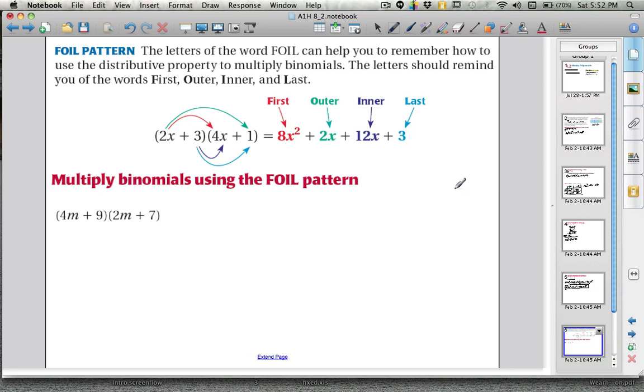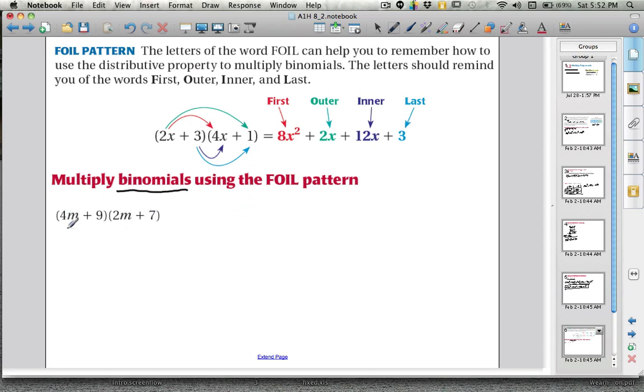Okay, you're familiar with FOIL. FOIL is the distributive property again, but it's the distributive property when you're multiplying two binomials. They would have to be binomials in order to use FOIL, because you have firsts, which are multiplying these together, and then outsides, multiplying those together, insides, and lasts. And that only happens to have 4 results when you're multiplying two things times two things.